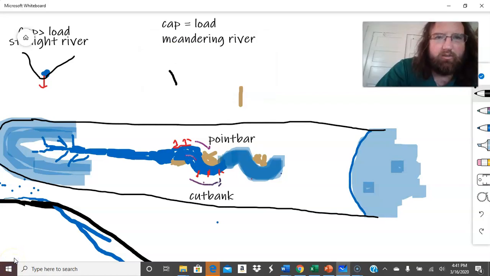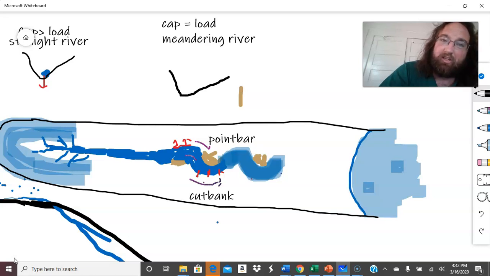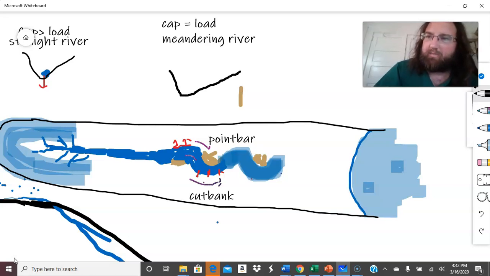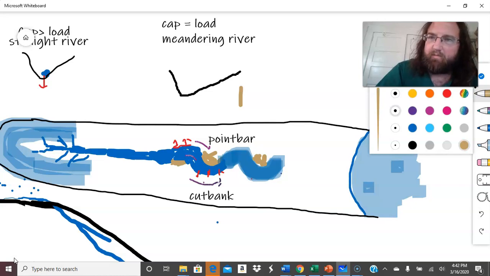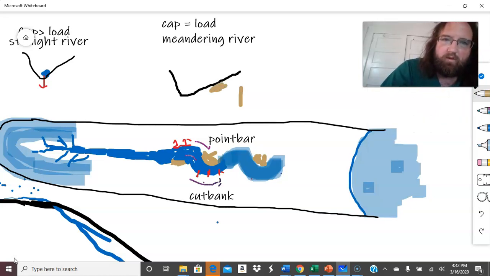So your channel geometry in a meandering river is going to look a little different. You're going to have usually one very steeply cut bank on one side, where the water's moving the fastest. Then you're going to have a much more gently sloping part of the river channel on the other side, where the deposits have been the dominant process.